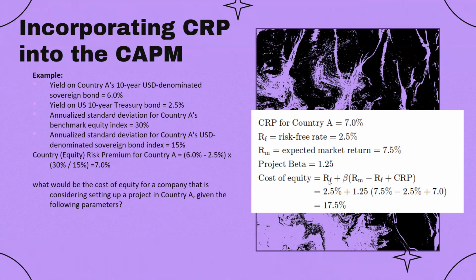So the cost of equity will be the risk-free rate of 2.5% plus a beta of 1.25 multiplied by 7.5%, ito yung expected market return, less the 2.5%, o yung risk-free rate, of 2.5% plus 7.0. 7.0, ito yung na-compute natin kanina when we have covered yung formula on the CRP. So the answer is 17.5%.